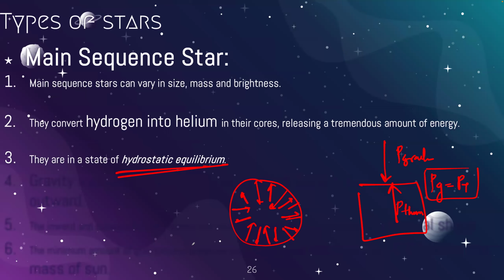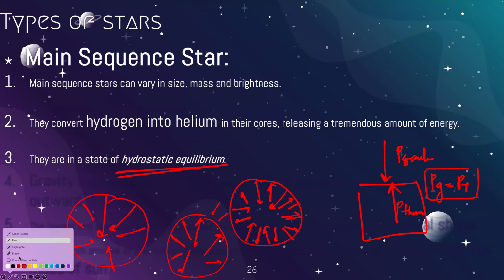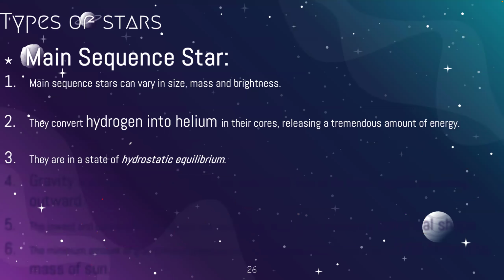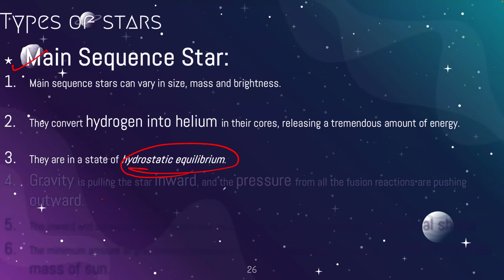If anything is less, for example, what if the gravitational pressure is higher than the thermal pressure? Then the star will implode. What if the thermal pressure is higher than the gravitational pressure? Then the star will explode. Then we say that the star is not in hydrostatic equilibrium, right? So, is a star in hydrostatic equilibrium when it is in the main sequence stage? The answer is yes. So, continue.